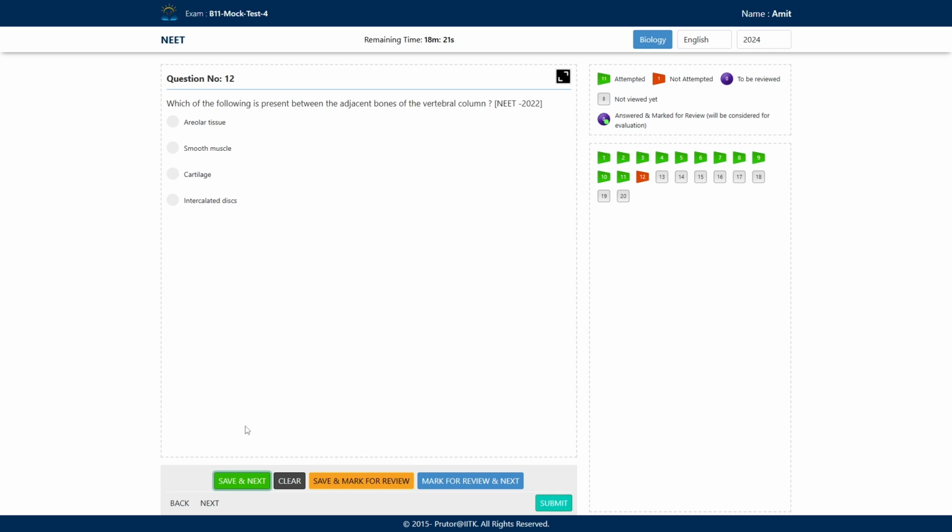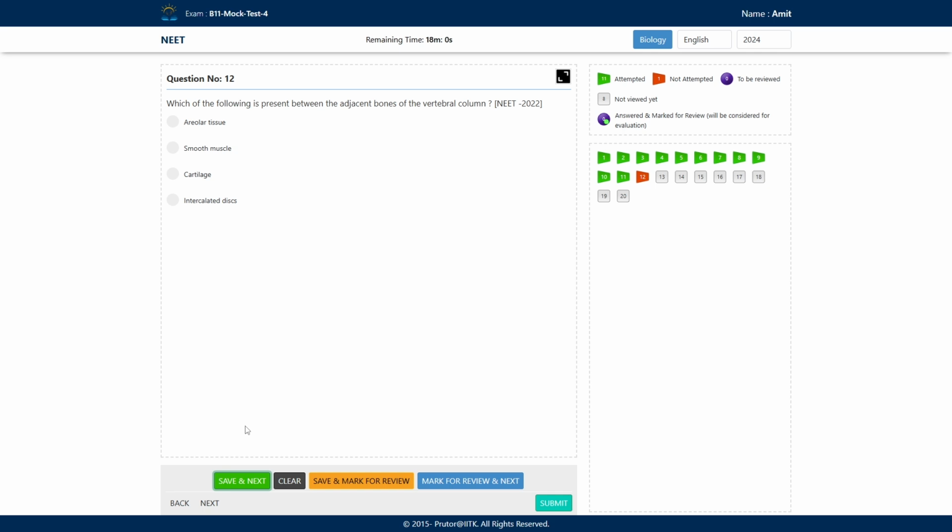Cartilage is present in between the vertebral column, like between the adjacent vertebrae. Actually, the unit of the vertebral column is called vertebrae. That is the bone, right? There are a number of vertebrae that join together and form a vertebral column. Now, between each vertebra, there is the presence of cartilage.